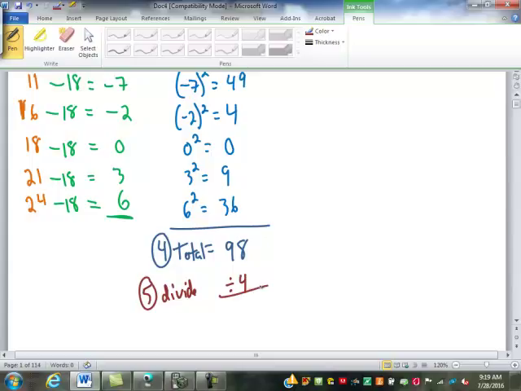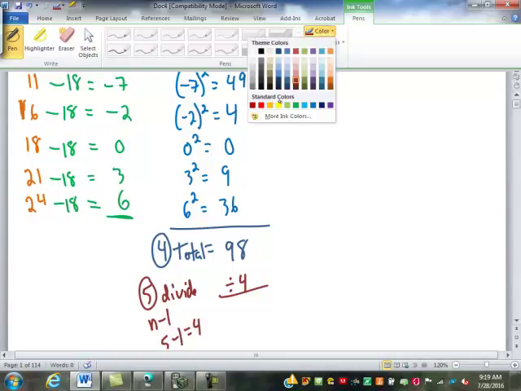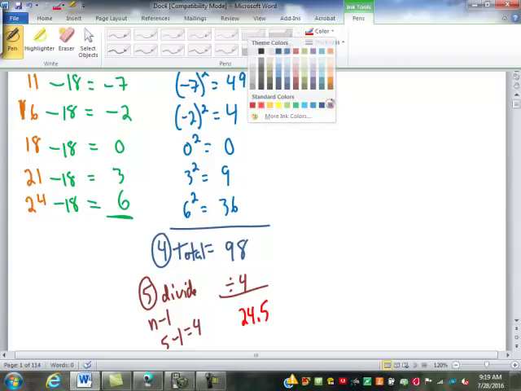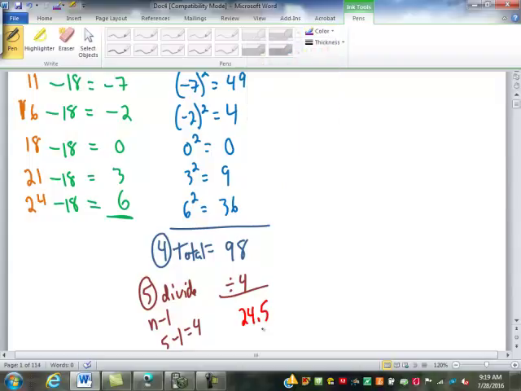Divide. Why am I dividing by 4? So we're dividing by n minus 1. Since n is 5, 5 minus 1 equals 4. So what do we get? 24.5? Yes? No? That would be the variance, by the way, if we were ever asked to find the variance, but we weren't.